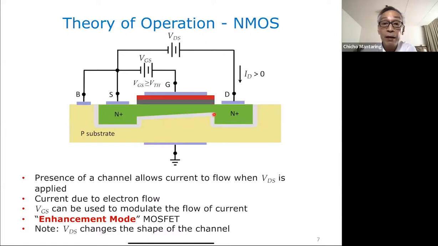Okay, because the value of reverse bias will decrease the electric field here. Okay, the value of reverse bias will decrease the electric field here. So here the reverse bias is very high. Okay, here the reverse bias is low. And then you have a linear decrease, more or less linear decrease in the electric field across your oxide layer. So your channel is going to have this type of shape. So I just wanted to show that here, that VDS changes the shape of the channel. Okay. Are there any questions with regard to that? Any questions?